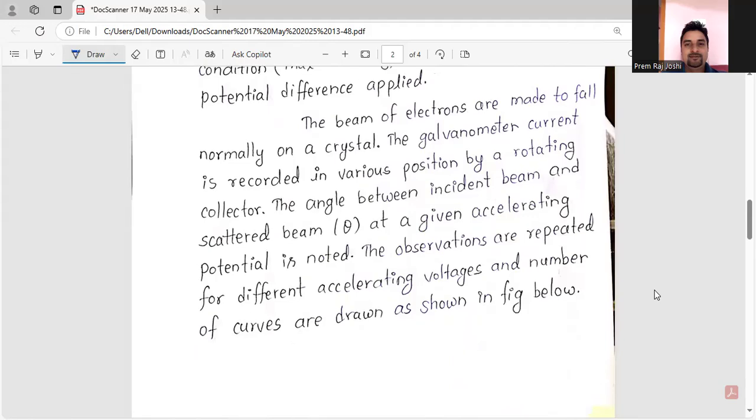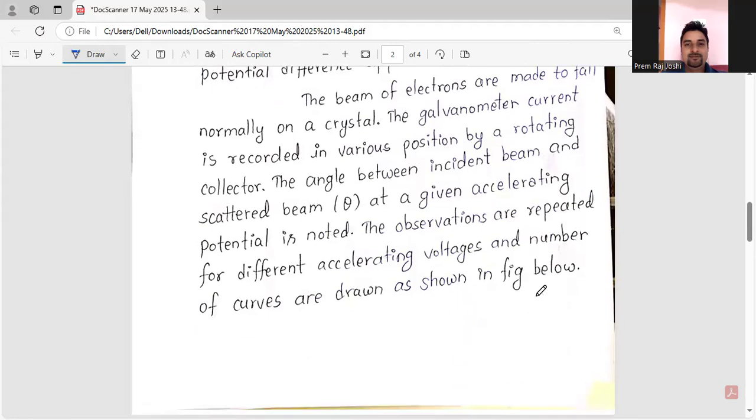So the beam of electrons is made to fall normally on a crystal from the electron gun. The galvanometer current is recorded at various positions by rotating the collector. By rotating the collector, we can collect different galvanometer currents. The angle between the incident beam and the scattered beam, represented by theta, is noted at various accelerating voltages. The observations are repeated for different accelerating voltages, and a number of curves are drawn, as in the figure below.